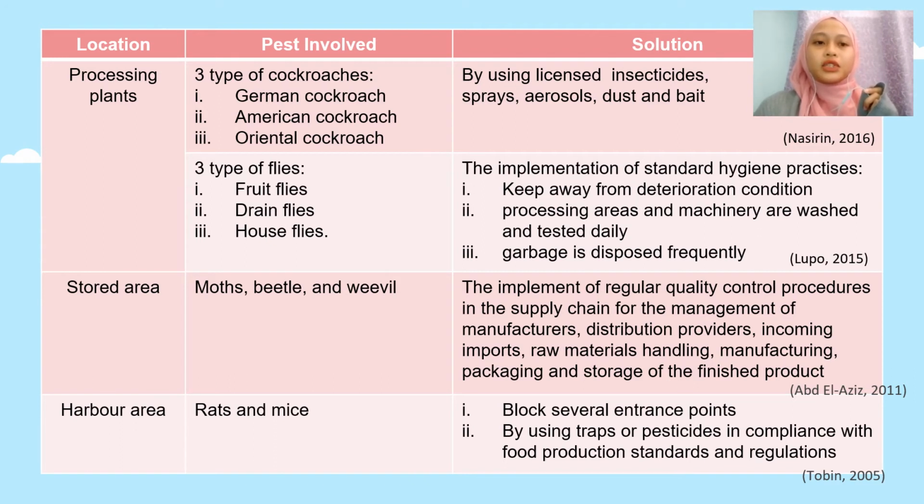Okay, lastly for the harbour area, usually the pest infestation involved is rats and mice. Okay, so to solve this problem, we can block several entrance points such as holes, vents, pipes, tubes and many more. And we can also use traps and pesticide in compliance with the food production standards and regulation.